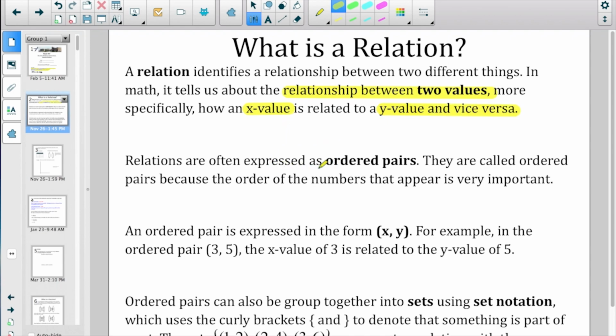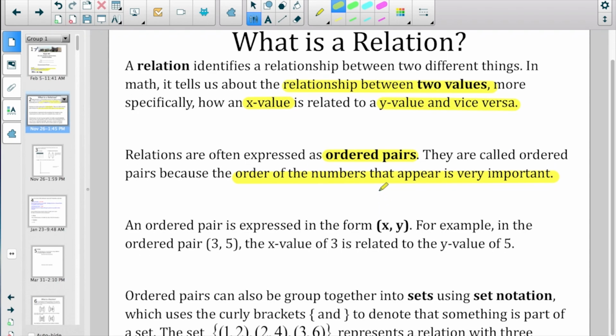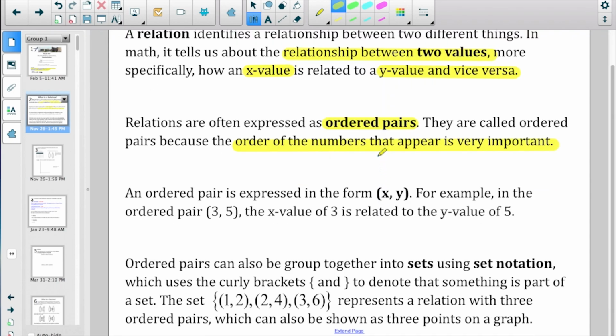Relations are often expressed in things that we call ordered pairs, and we call them ordered pairs because the order of the numbers that appears is very important. So we'll take a look at our first example. An ordered pair is always expressed in the form (x, y), which means that your x value will come first, followed by your y value. So in the ordered pair (3, 5), the x value of 3 is related to the y value of 5.